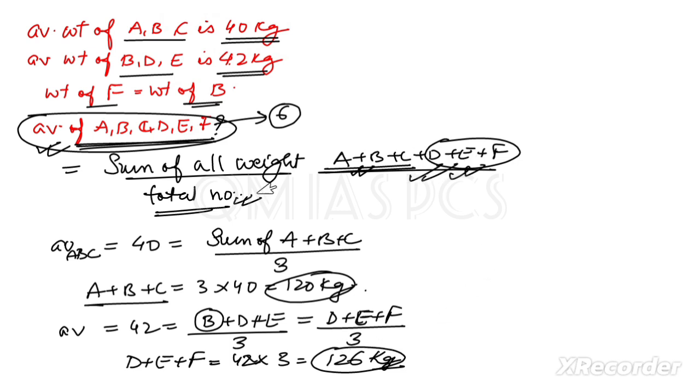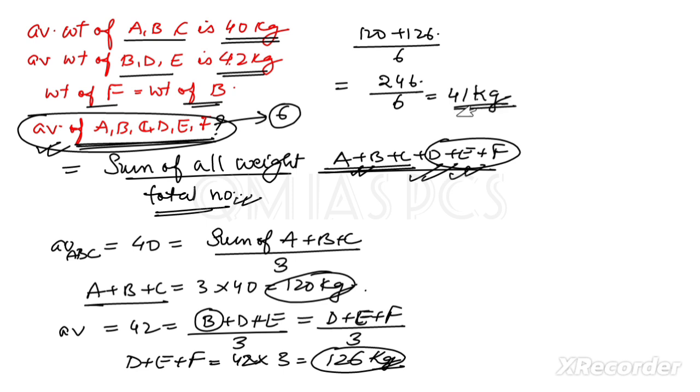And we know the total number, like A, B, C, D, E, F, total number of observations will be 6. So here the answer will be 120 plus 126 divided by 6. That will be how much? 246 divided by 6, and that will be 41. So 41 kg will be our average weight of all persons, A, B, C, D, E, F, all 6 persons, that is 41 kg.